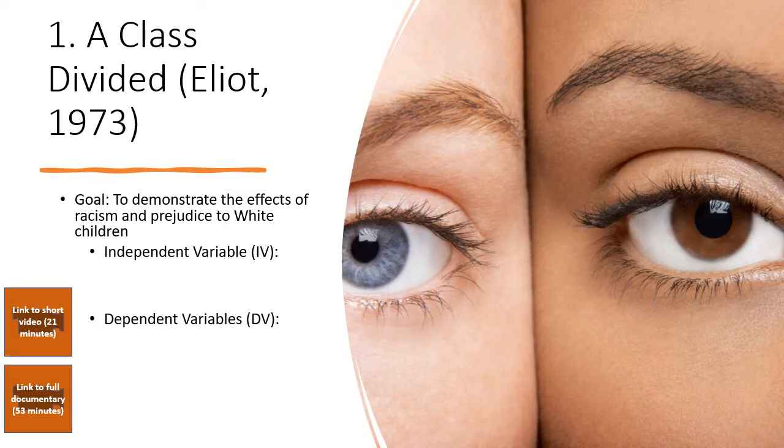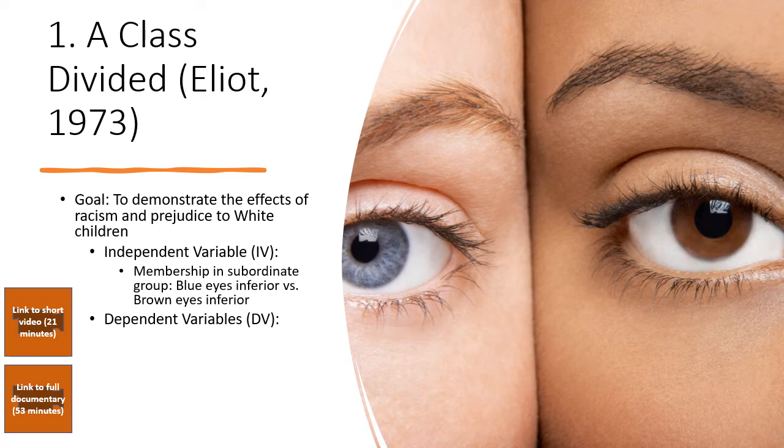In the classic studies that you've all watched by now, you've gotten the gist of these, and this class divided is a study in which a third grade teacher wanted to demonstrate to white children in her class the effects of racism and prejudice on the person experiencing it. And she did that, as you know, by randomly deeming either blue-eyed children or brown-eyed children to be inferior and observing the outcomes throughout the school day, the couple days that this took place.